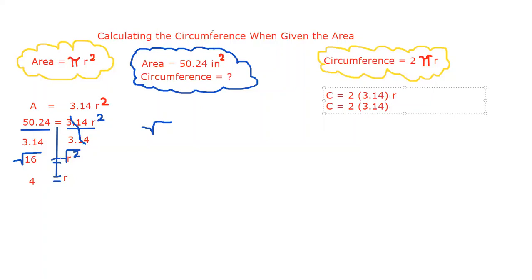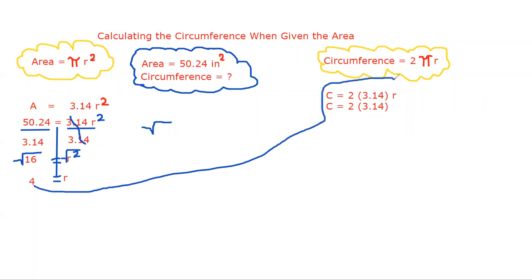I'm going to take my r, my radius over here, which is 4, and I'm going to come up around, and I'm going to input it for my radius right here. I now know that my radius is 4, so I have 2 times 3.14 times 4. And then I multiply across.